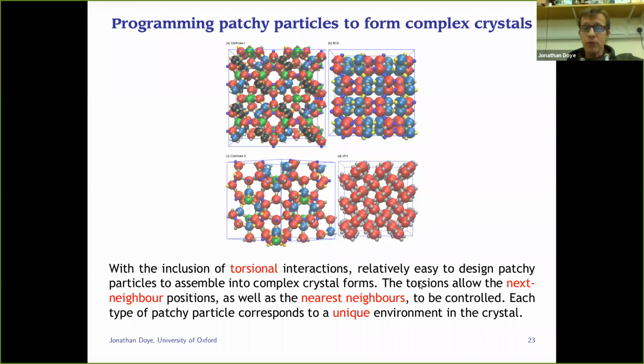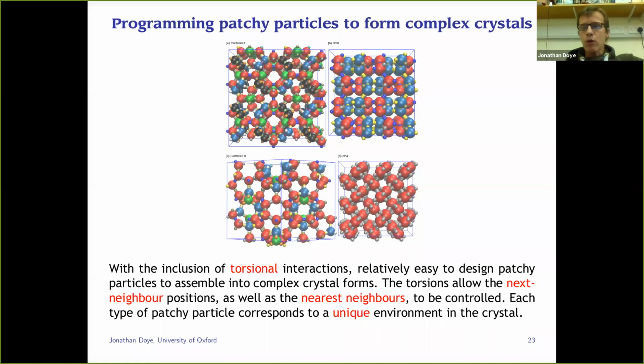So in these systems, for example this clathrate structure, there are 4 unique environments in the system, and we have a patchy particle to represent each of those unique environments. So this system of 4 patchy particles assembles into this clathrate, and we've chosen the geometry of the patches and the geometry of the torsions to stabilize the structure, and these easily assemble. So it's not too unexpected. If you program the structure of the crystal into each of the particles, and you have a unique type of particle for each particle environment, then it should work.